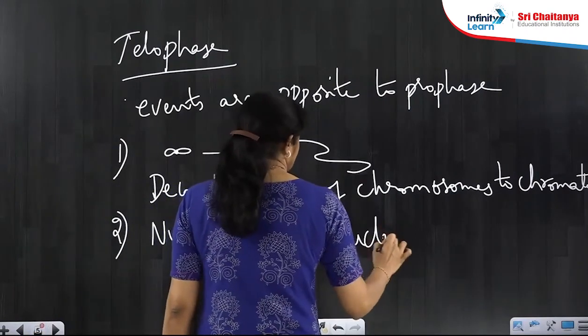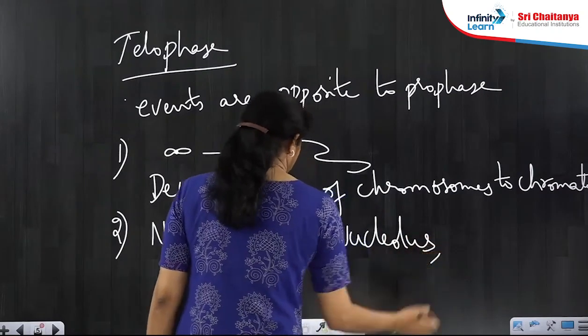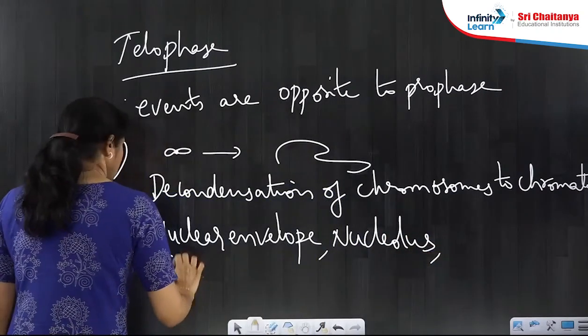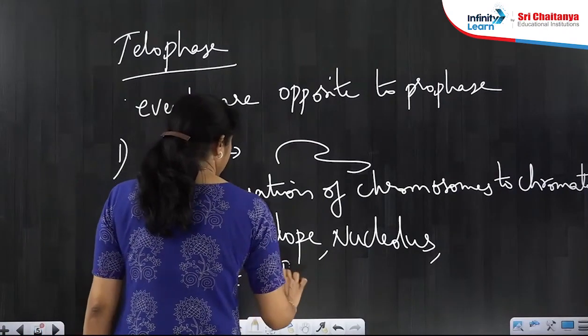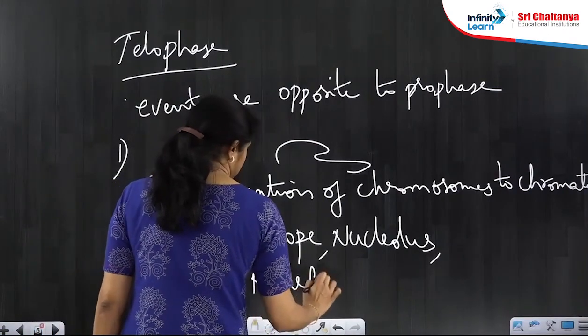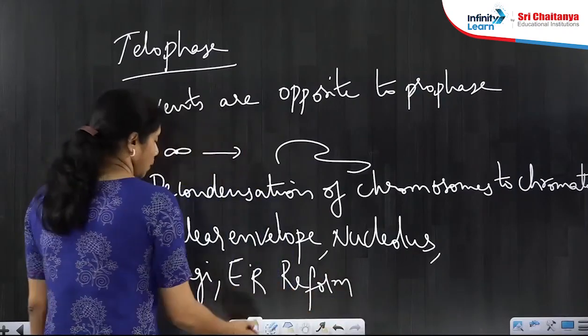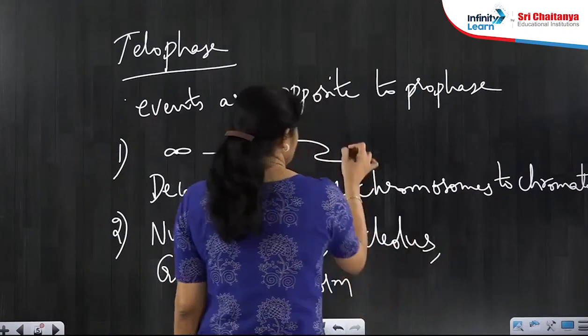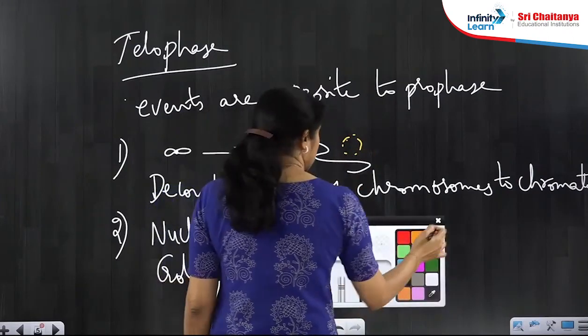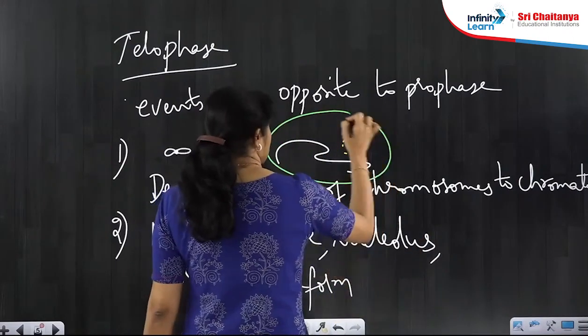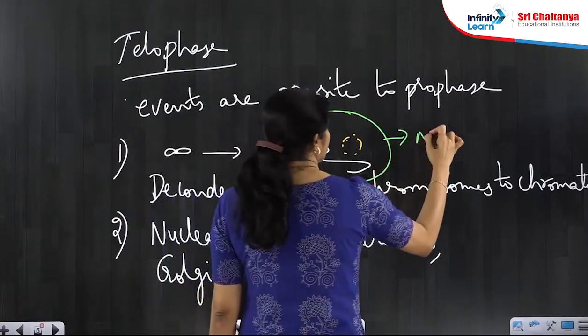Nucleolus, Golgi, ER reappear or reform. That means around this, here we will have one nucleolus, then around that the nuclear envelope is formed. This is the nuclear envelope.